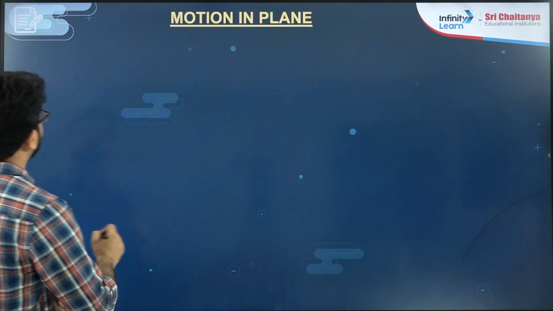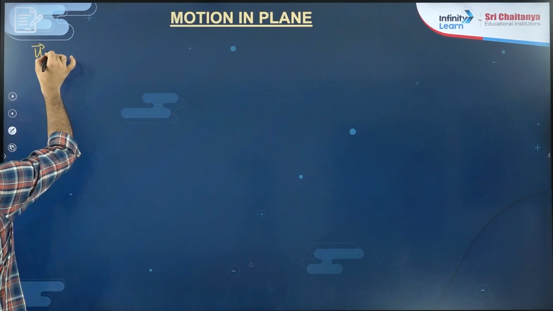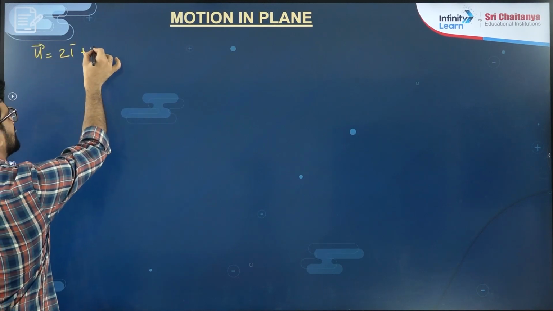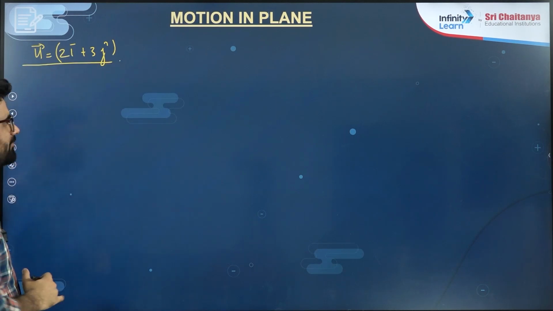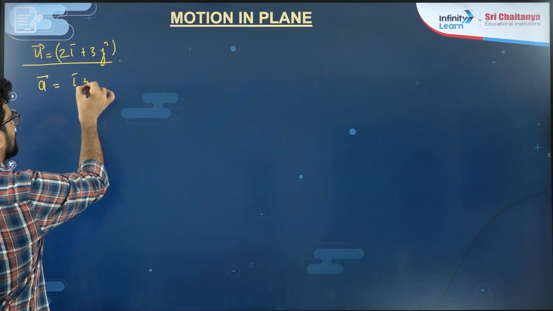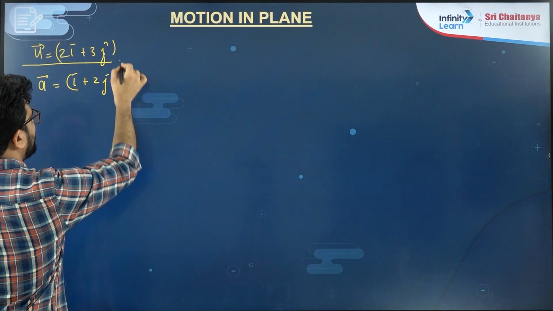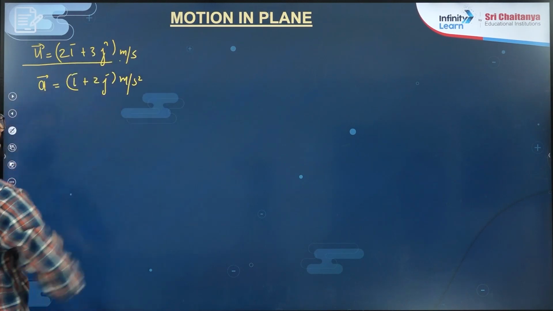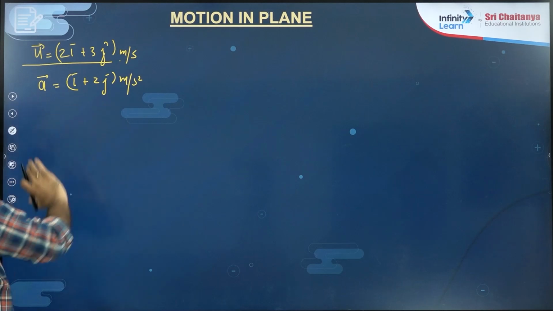This is the motion in a plane. I'm just giving you one example. Suppose in a plane, the initial velocity given to you is 2i cap plus 3j cap. This is the initial velocity of a particle, and the acceleration given to you is i cap plus 2j cap, in meter per second square. You can take the units, and the velocity is in meter per second. This is the initial velocity, this is the acceleration, and the acceleration is constant.